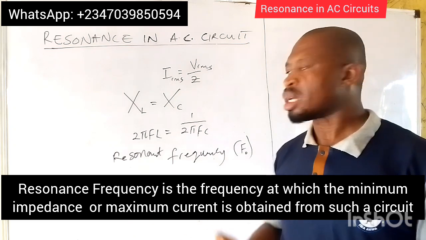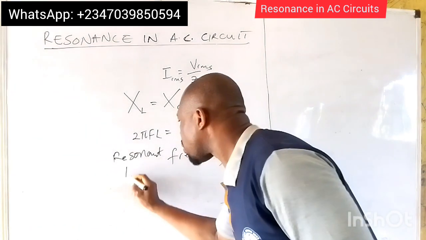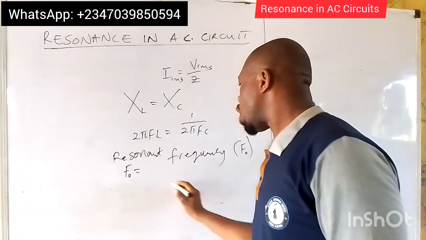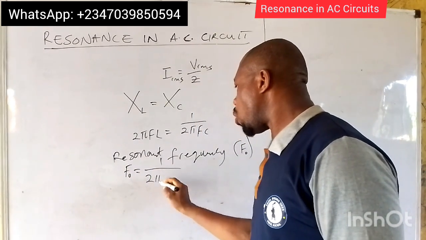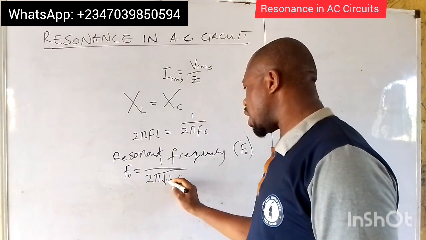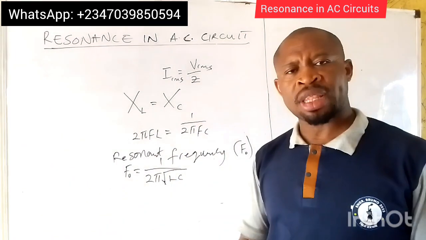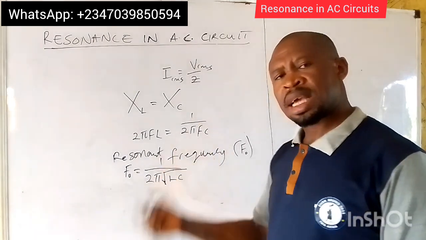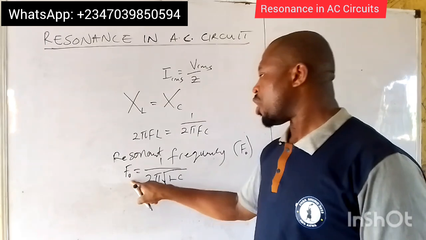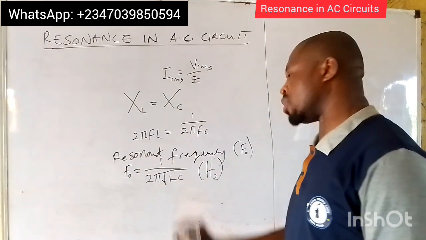We can also say that the resonance frequency F0 is expressed as 1 over 2 pi root LC, where L is the inductance in the circuit and C is the capacitance in the circuit. The resonance frequency F0 is measured in hertz.